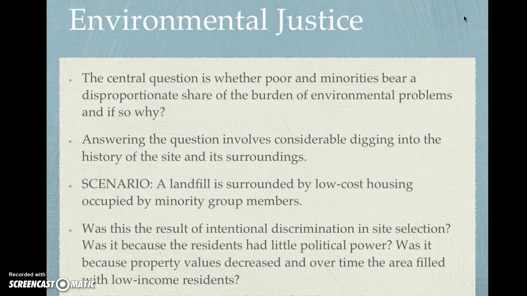Or was it like the site was selected fairly, like the landfill was put in through a fair process. And then what happened? Did a landfill get put in and then property values decreased? So over a long period of time, because the property values decreased, the area filled with low income residents. Is that what happened? See, so it's a lot of going back and looking at the particular problem and the history of what happened in that particular location.